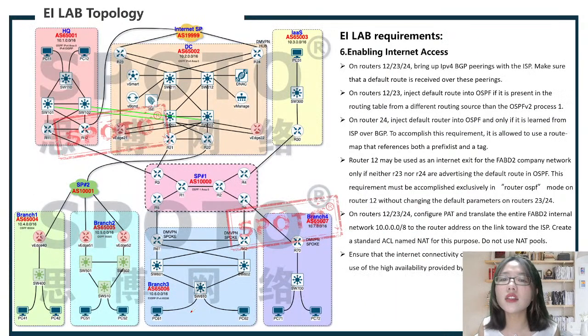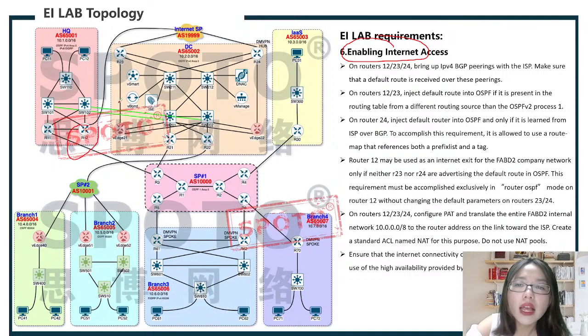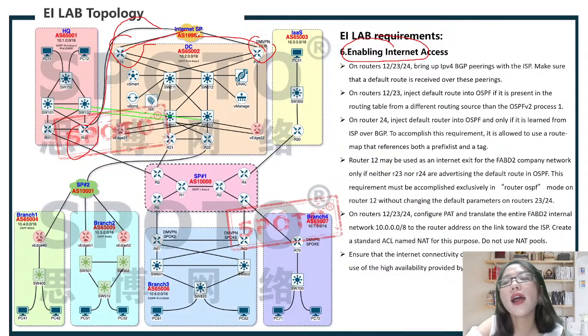And the last part is about enabling internet access. First, on router 12, 23 and 24, we should bring up IPv4 BGP peering with the ISP, configure the BGP with the ISP, and make sure that a default route is received over these peerings.